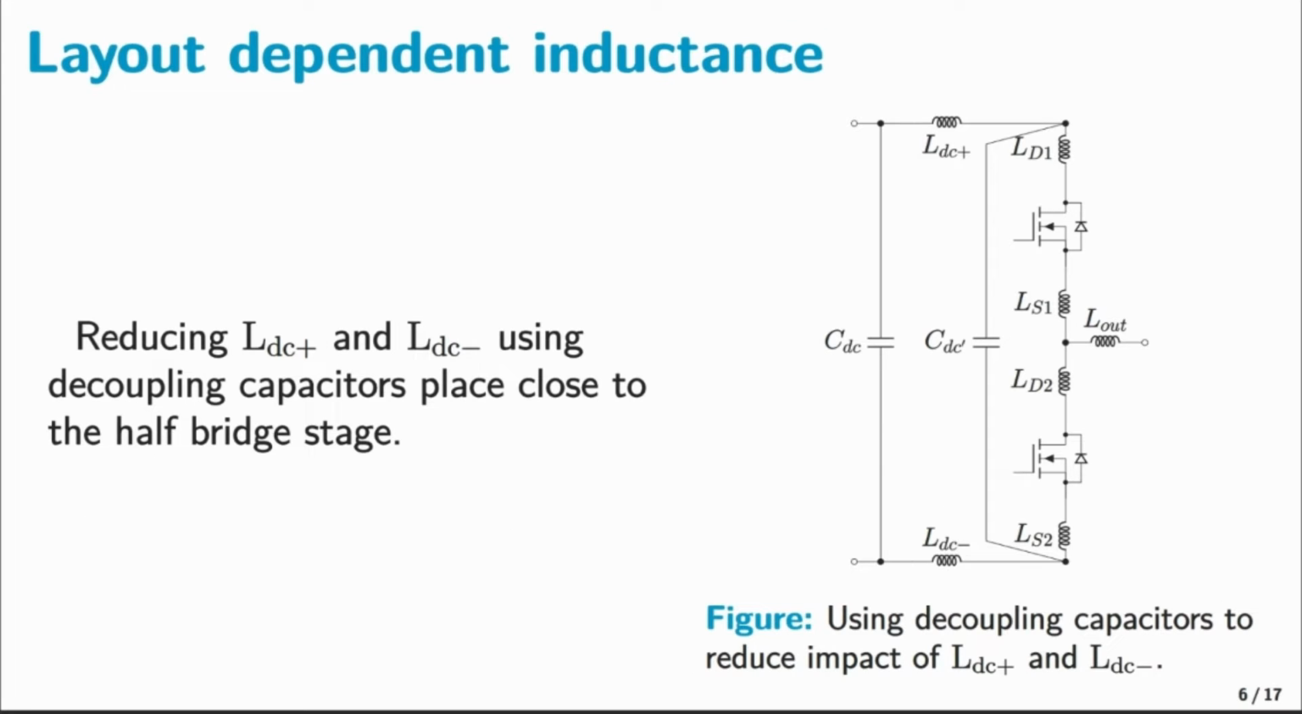The inductance between the DC link capacitor and the switches, that is LDC plus and LDC minus, can be minimized by placing the decoupling capacitor as close as possible to the half bridge. Doing so confines high frequency current loops to a smaller physical area, thereby reducing inductance and improving switching performance.